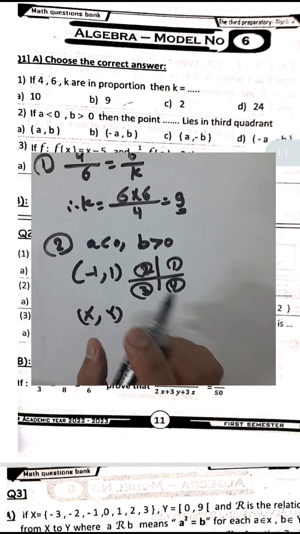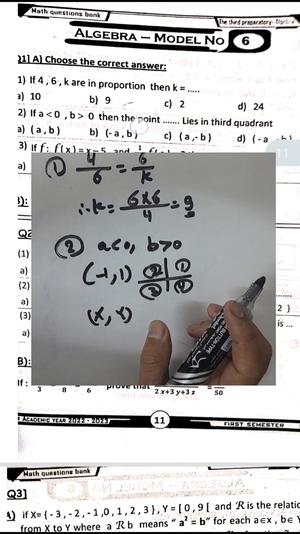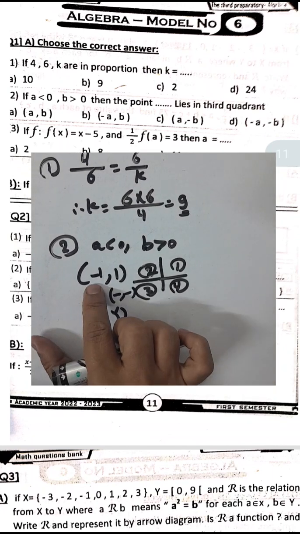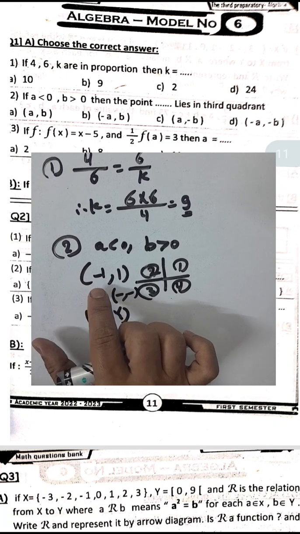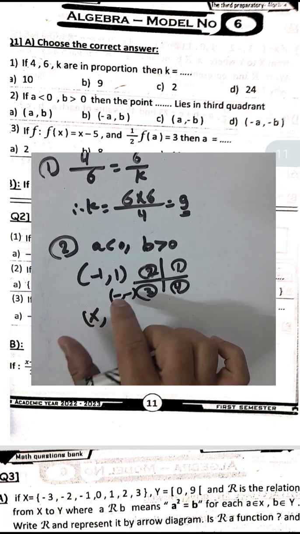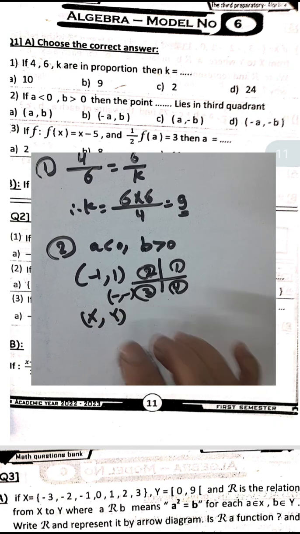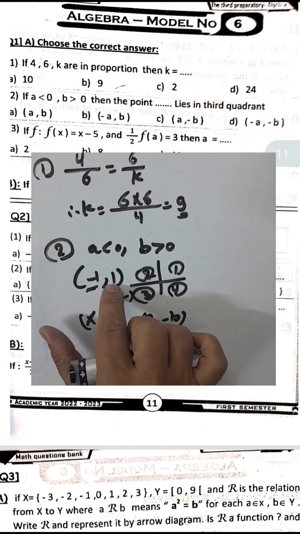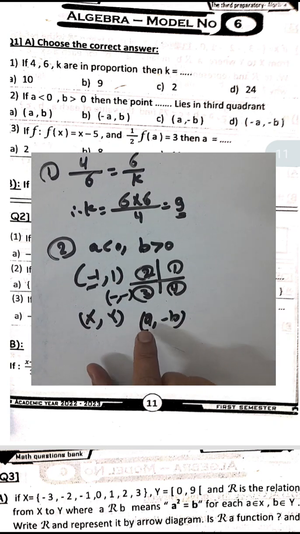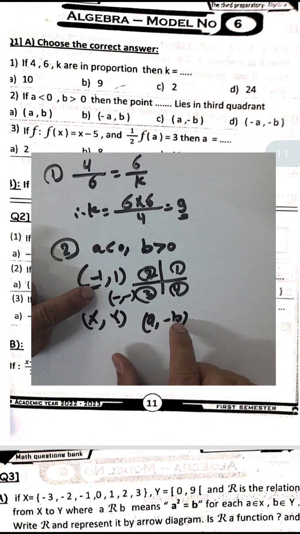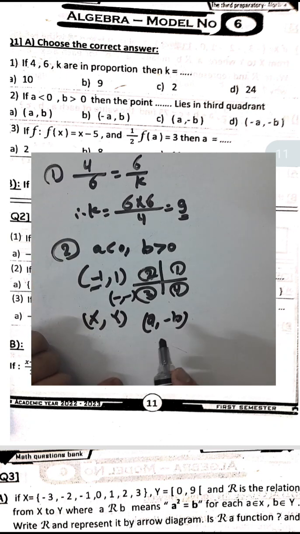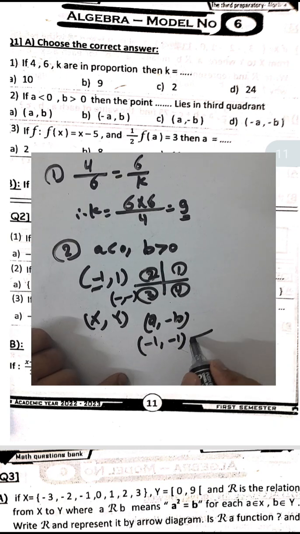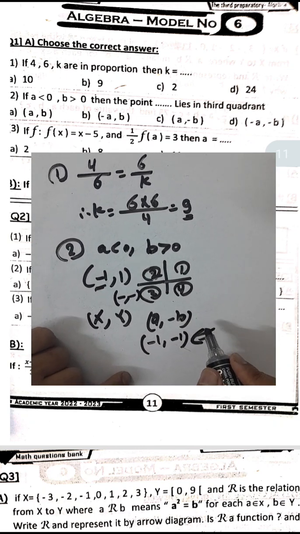But you want the result that lies in the third quadrant. We know the third quadrant is negative and negative. Look at the options: a and b, or negative a or b, or a and negative b. We must choose a and negative b, because a here was negative and b was positive. If we put a as -1 and negative b, negative times 1, it will be -1. Then the result will be -1 and -1. Choose letter C.